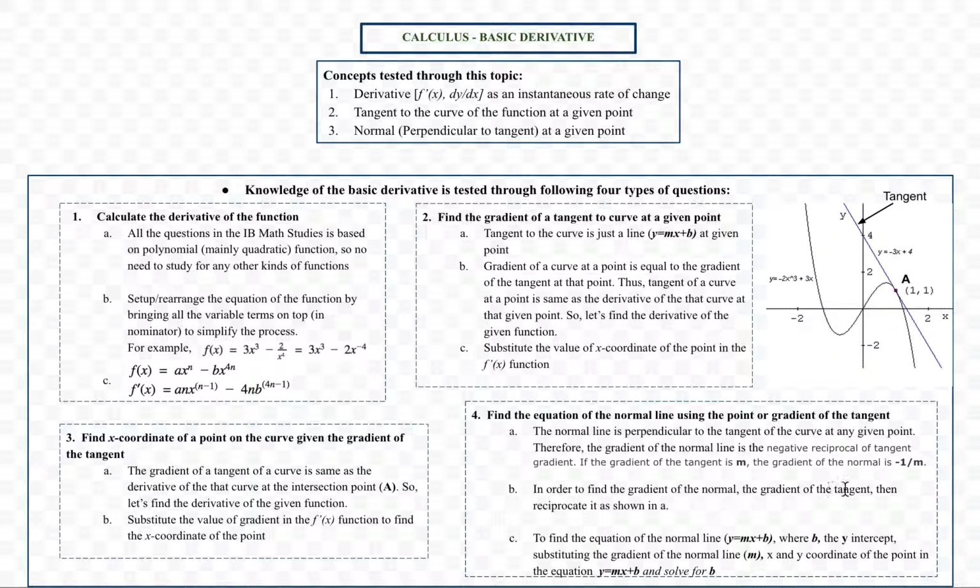Again, given the gradient of the tangent and the coordinates of intersection, we can easily find the equation of the normal line by substituting the values of y, x and m. In this case, our m will represent the gradient of the normal line, and we then solve that equation to find b. So that's all I have for you for this kind of question.